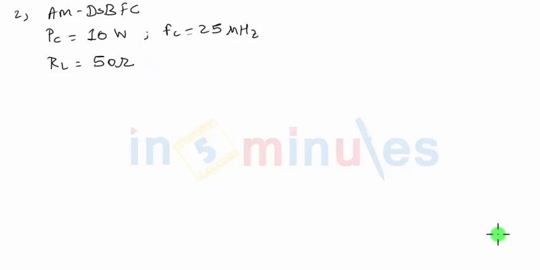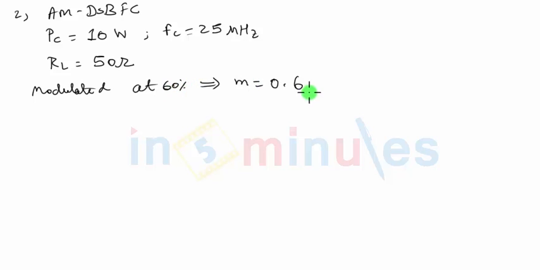It says it is modulated. That means the carrier is modulated at 60%. Modulated at 60% simply means that modulation index M is equal to 60 by 100, which is 0.6, by a 2 kilohertz sine wave. 2 kilohertz sine wave means FM, the modulating signal frequency, is given to be 2 kilohertz. These are the various values or the information that is given to us.